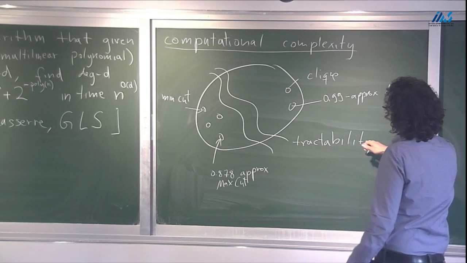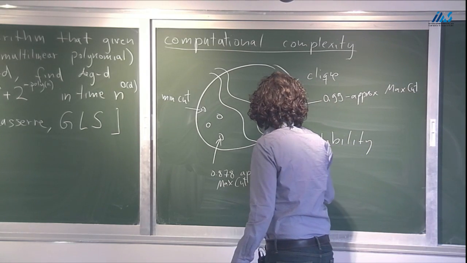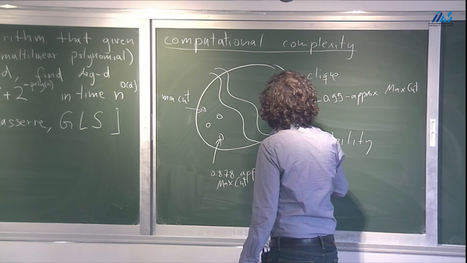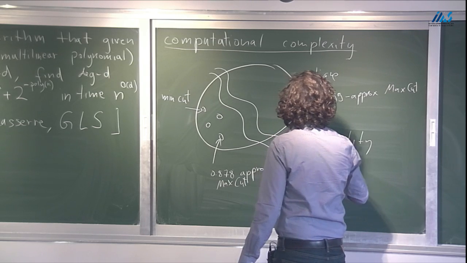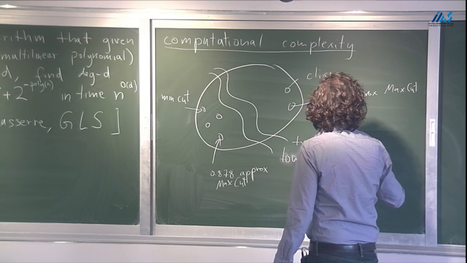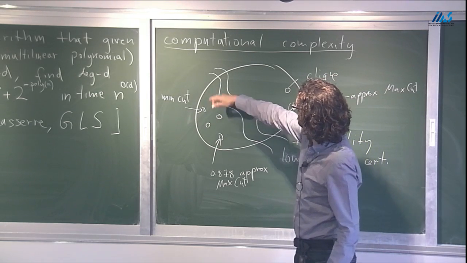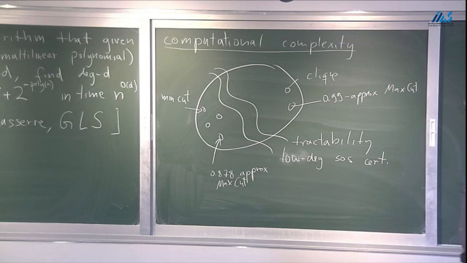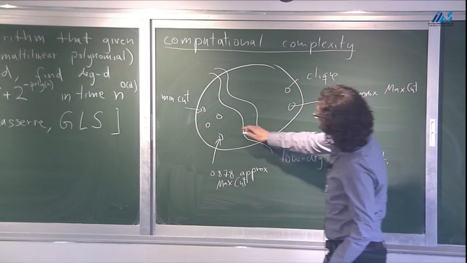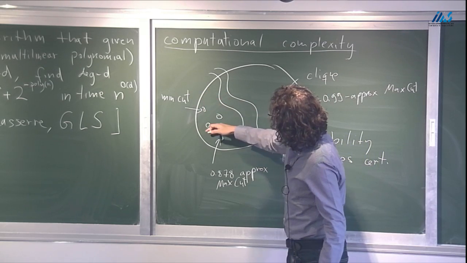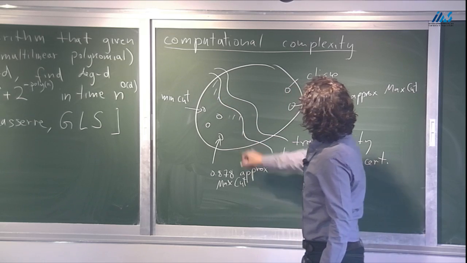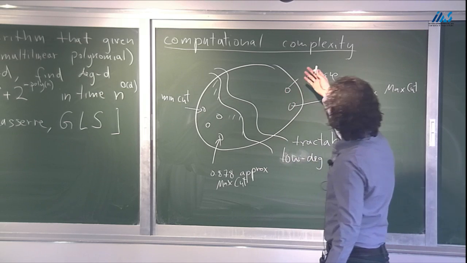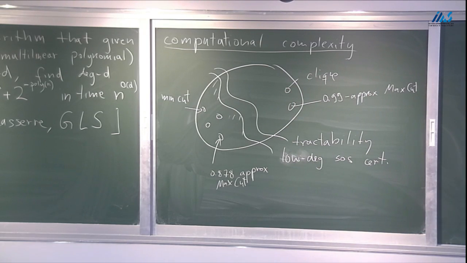not the true tractability barrier, but the barrier that corresponds to low degree sum of squares certificates. So these are problems that have low degree sum of squares certificates, and everything beyond here doesn't have low degree sum of squares certificates. As I said, all the problems that we know to be tractable have these low degree sum of squares certificates, and clearly the problems that are intractable don't have these low degree certificates.